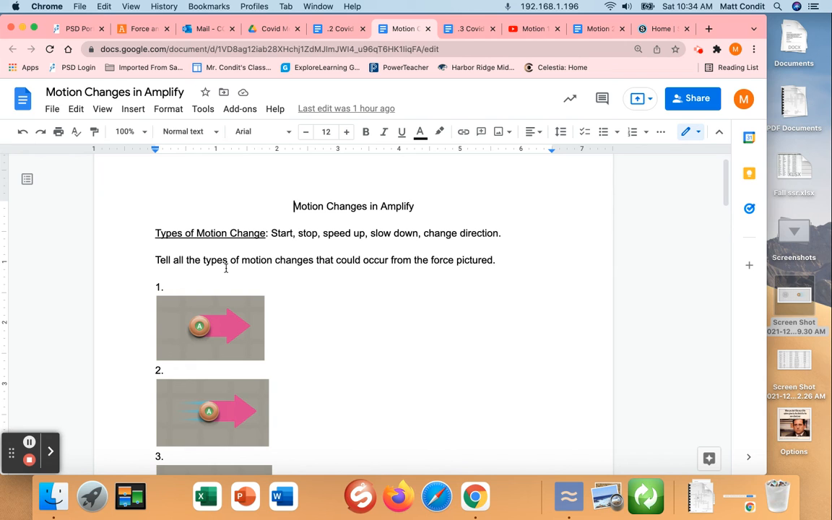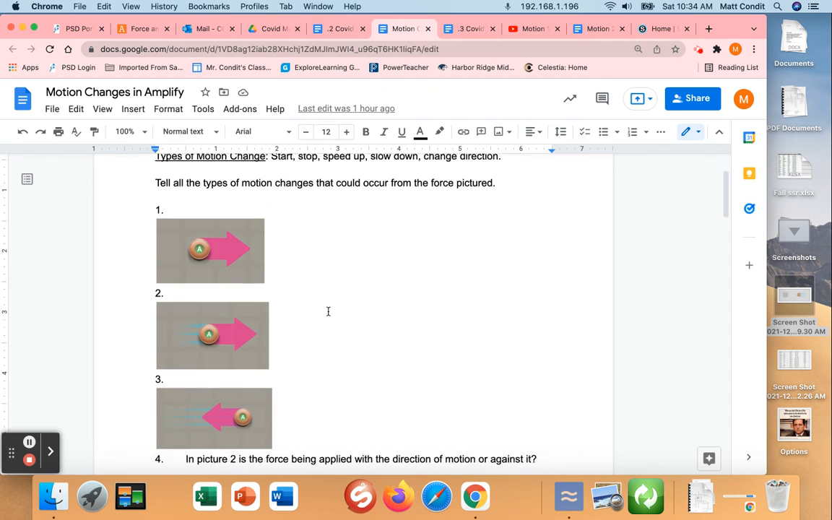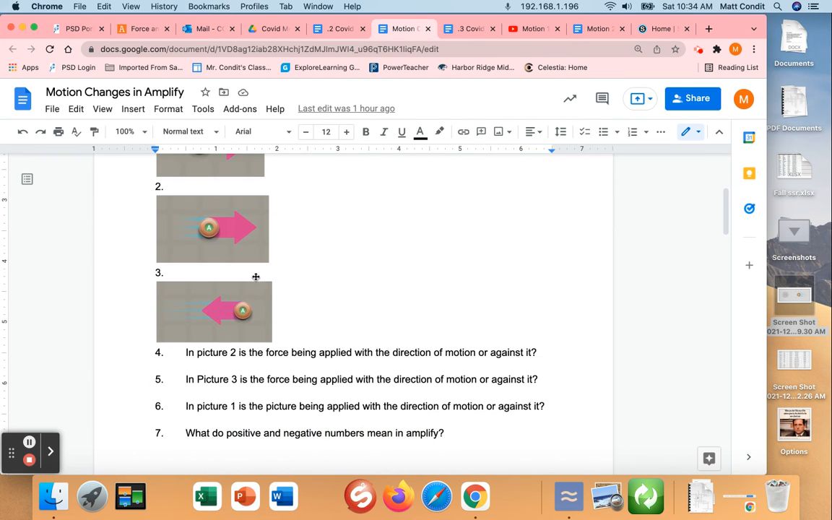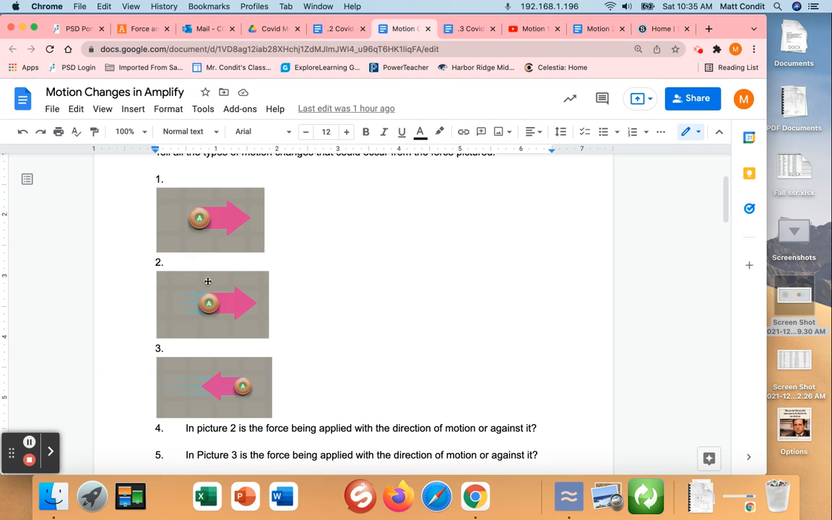So tell all the motion types that would change in these pictures. In other words, in these pictures, is this picture right here going to make it start, stop, speed up, slow down, or change direction? Some of them have more than one that it could do. This would be an example of one we could do. What will that do? So on. So all you're doing is telling what kind of motion change you would possibly get by this kind of force.